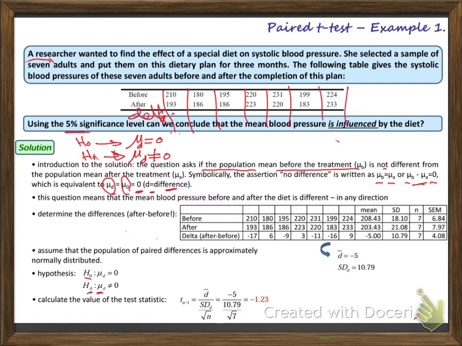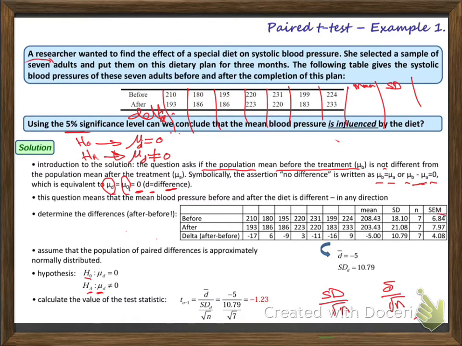Then add here the mean and the SD. So we'll have here the mean, standard deviation. For n, no need to repeat it because n is already given in the problem. And SEM, as I told you, means standard deviation divided by square root of n.